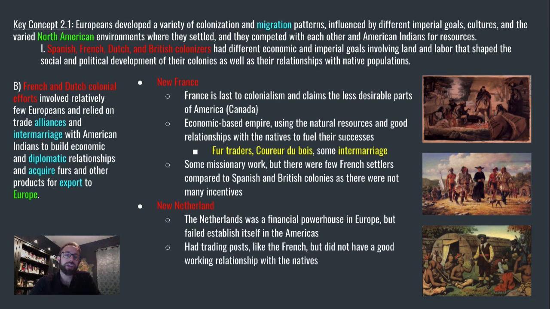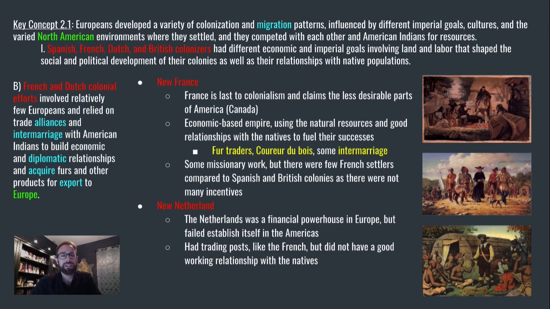The way they worked it, they had trading posts like the French, they had forts. The difference was they did not have a good relationship with the natives. So they weren't willing to work with them, to trade with them. They saw it more as kind of this imbalance of power and status. The natives didn't like that. They liked working with the French much more.